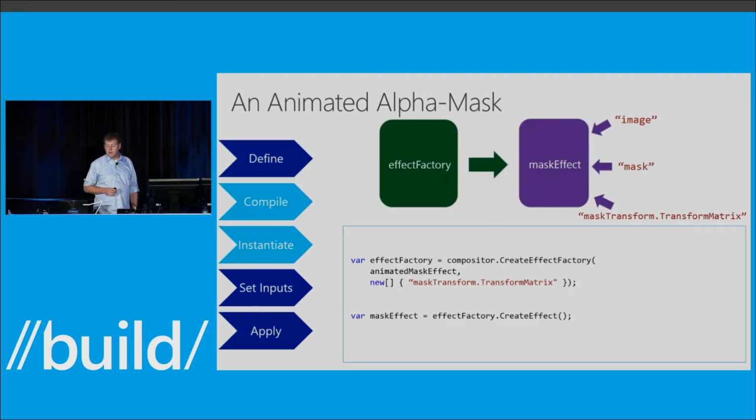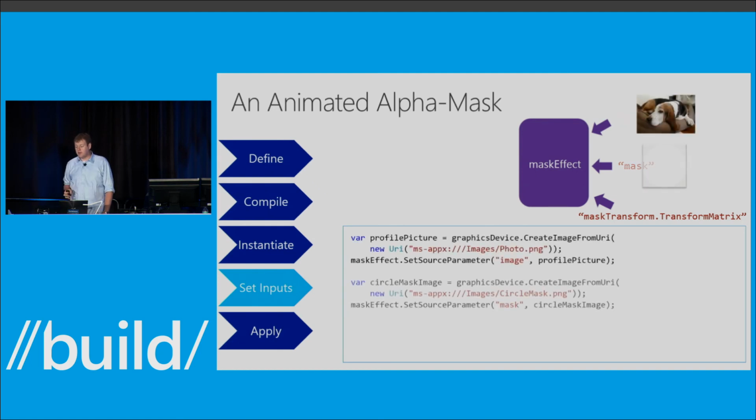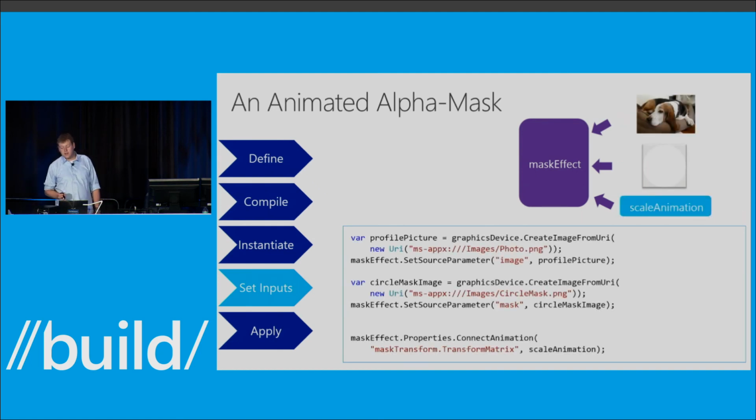So you go ahead and you call the create effect factory to compile the effect. You pass in the description, and then you specify which of the properties you want to be able to animate. Once you create the effect, you actually have an instance that has 3 inputs, the image, the mask, and the mask transform.transform matrix. We'll go ahead and set those. You've got the image and the mask that we just go ahead and load up images for and set. And then finally, we connect an animation to that mask transform.transform matrix.